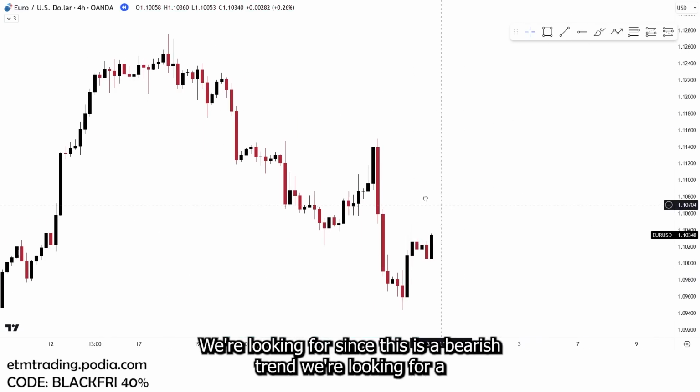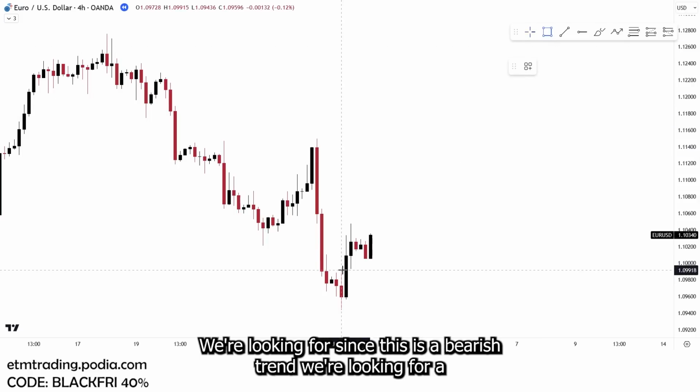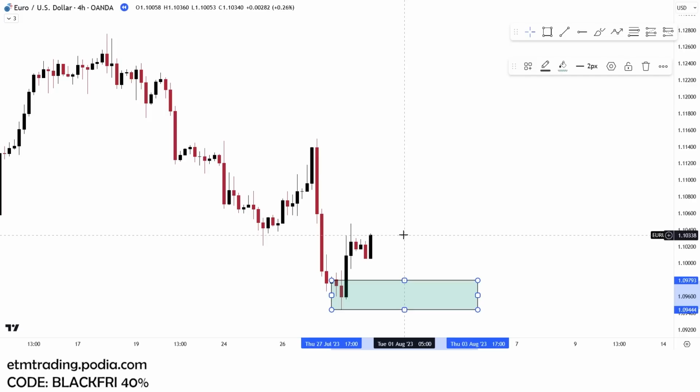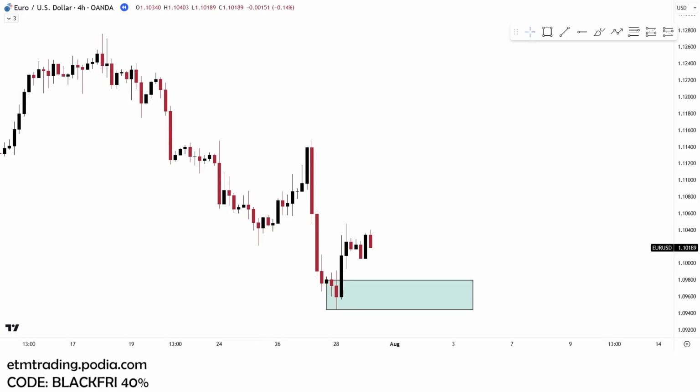We're looking for, since this is a bearish trend, a bullish rejection, which would be a demand rejection, extreme demand rejection, to be met with an extreme supply rejection and counter your buys. So your sells overpowering the buys.